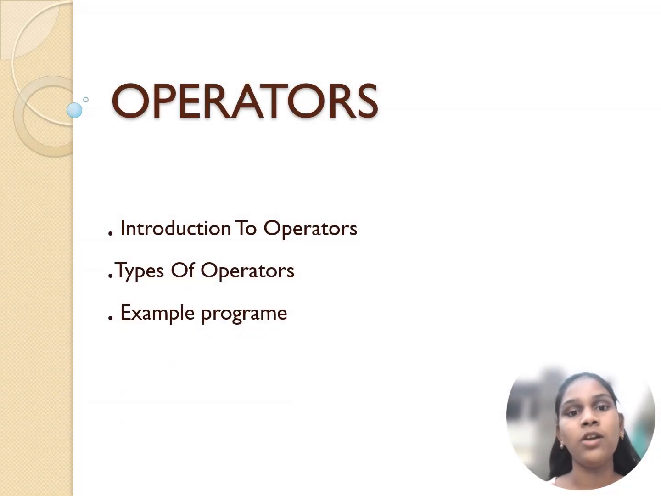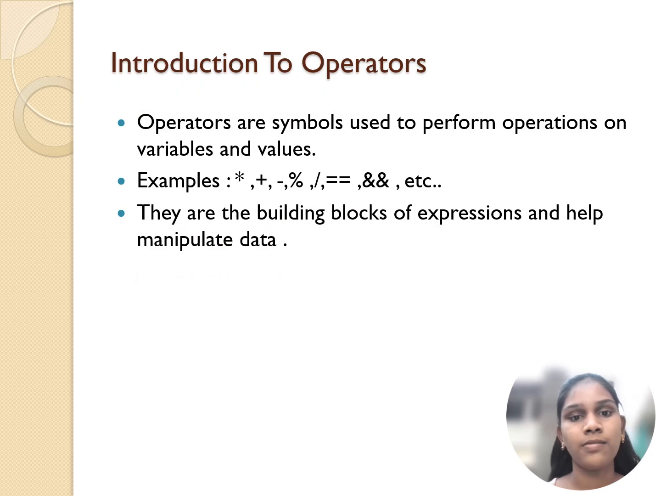Now I am going to explain operators in C language. Introduction to operators. Operators are symbols used to perform operations on variables and values. Examples: star, plus, minus, modulus, slash, equals to, etc. They are the building blocks of expressions and help manipulate data.